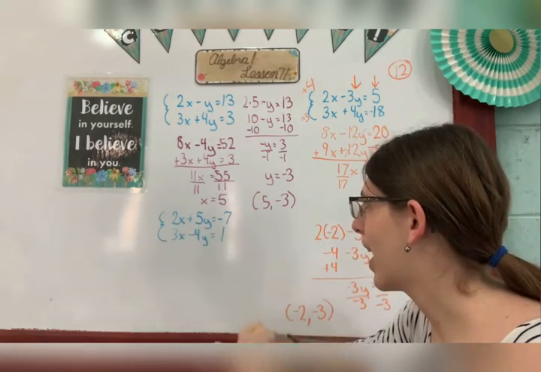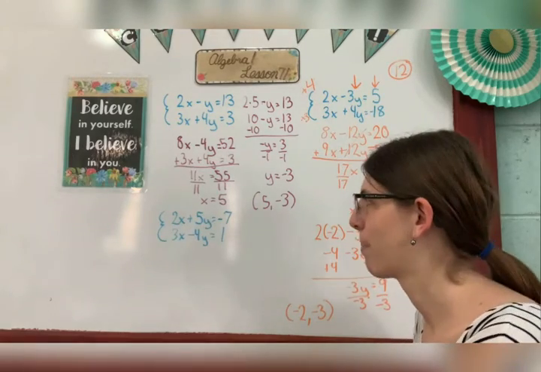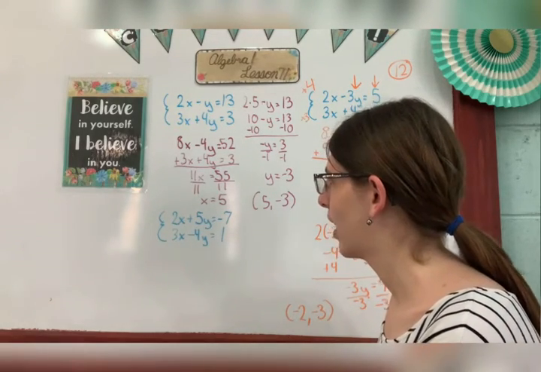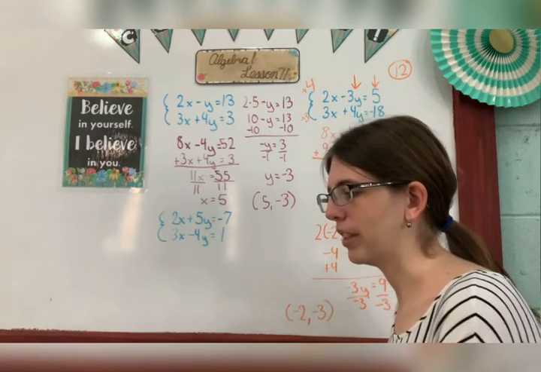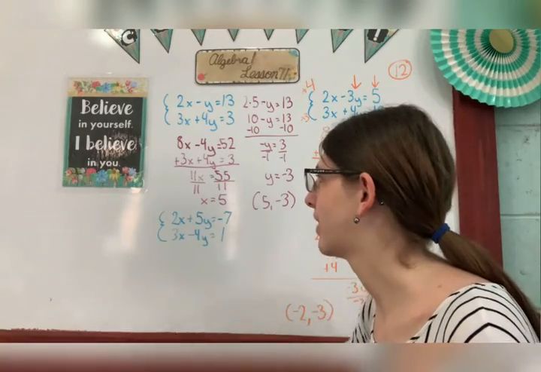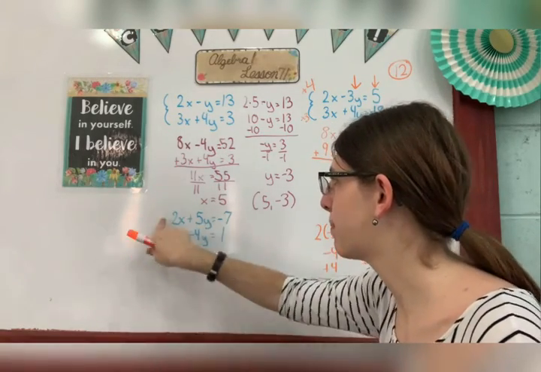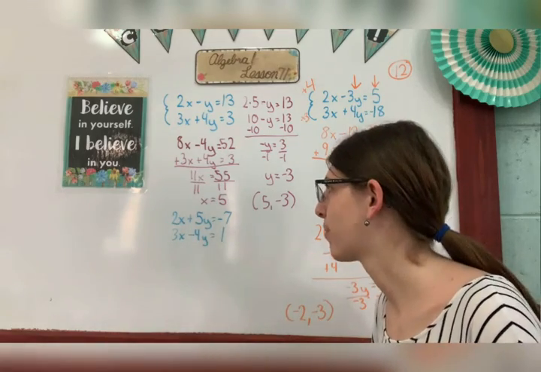2x plus 5y equals negative 7. 3x minus 4y equals 1. Okay, so you can choose to solve for whichever one you want to do, eliminate whichever one you want. This time, I'm going to do x, which goes against what your example in your book is. So look at the example in your book for how to eliminate y.